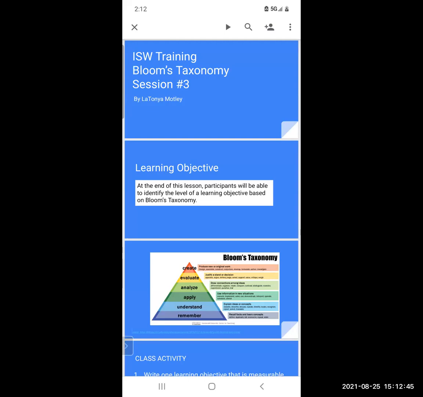I'm here to talk to you about Bloom's taxonomy. The goal of this lesson is that you will be able to identify the level of a learning objective based on Bloom's taxonomy at the end of this session.